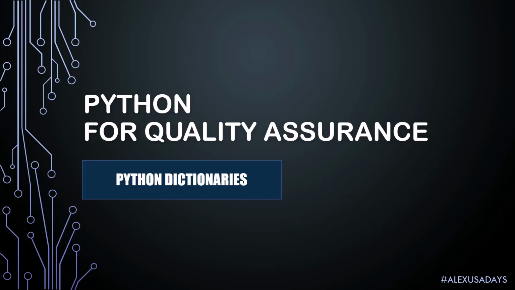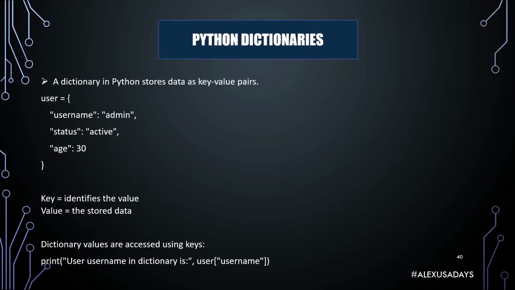Today we're going to talk about Python dictionaries. A Python dictionary stores data in key value pairs. For example, we have a dictionary user here, and within the user dictionary, we have username that is equal to admin, status that is equal to active, age that is equal to 30. In this case, we can see that username is the key, admin is the value stored there, status is the key, active is the value stored there, age is the key, 30 is the value stored there.